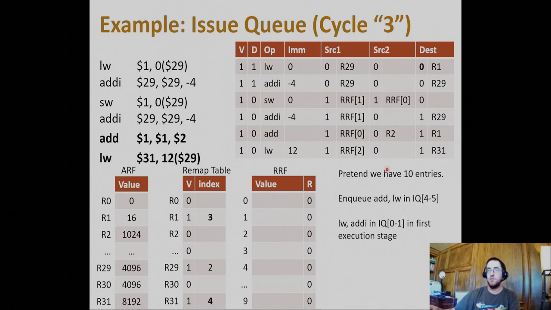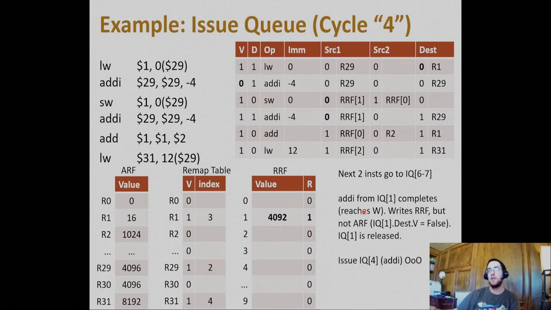And then we proceed. In the next cycle, there are two more instructions that go into the issue queue. At this point, the add I from issue queue entry 1 completes. It is in the write back stage, so it completes by writing the rename register file, but it doesn't write to the ARF because the pending bit for its destination is 0. So this add I does not write to the ARF because something else is going to write to the ARF later. So it writes to the rename register file. This way, the later instructions will get the correct value they need from the rename register file indexed by 1.